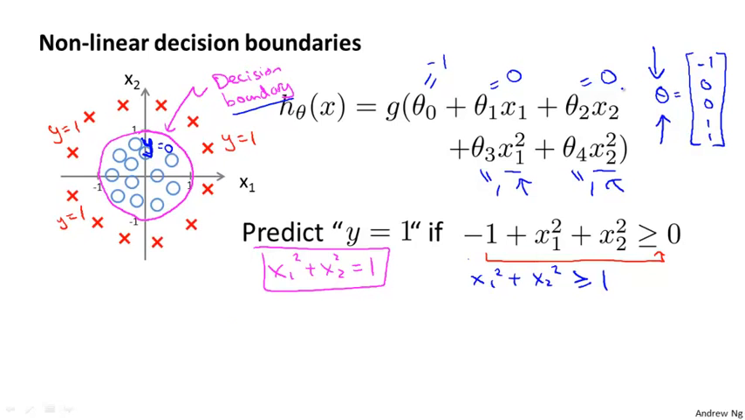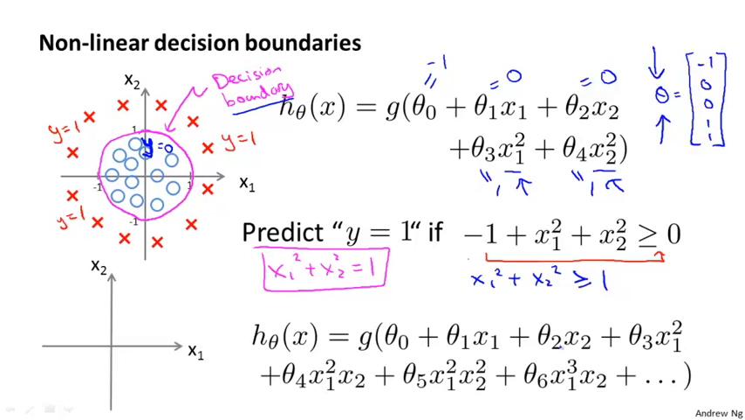And finally, let's look at a more complex example. Can we come up with even more complex decision boundaries than this? If I have even higher order polynomial terms, so things like x1 squared, x1 squared x2, x1 squared x2 squared, and so on, then it's possible to show that you can get even more complex decision boundaries, and logistic regression can be used to find decision boundaries that may, for example, be an ellipse like that, or maybe with a different setting of the parameters, you can get instead a different decision boundary, which may even look like some funny shape like that.